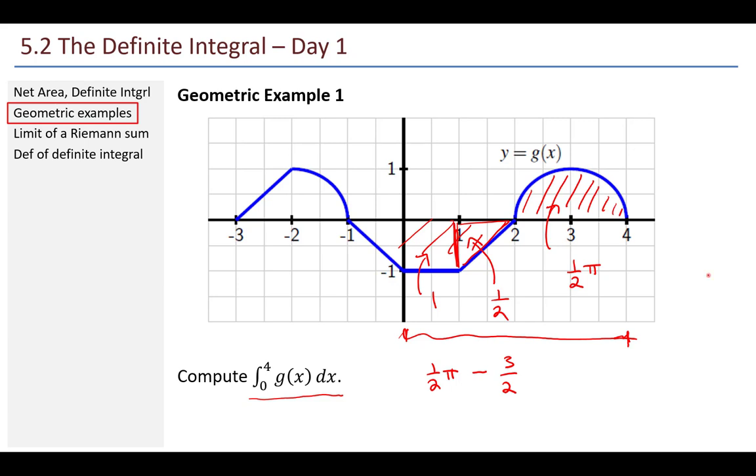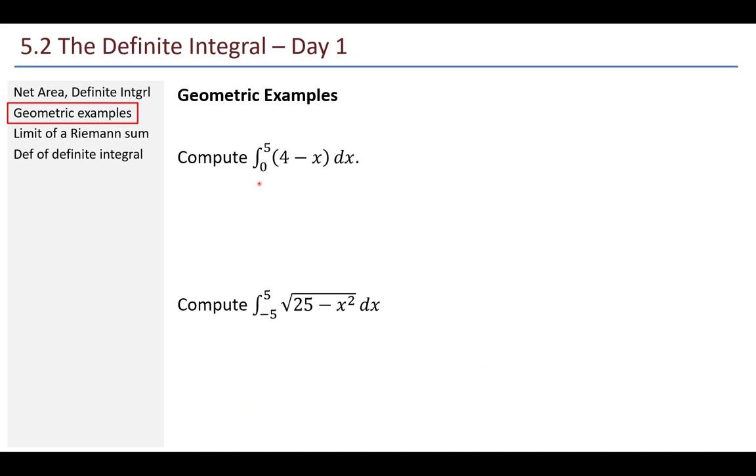Let's take a look at a couple more examples. How about the integral from 0 to 5 of 4 minus x dx? Well, this is really a geometric example. I'll have to draw it out to get a picture. But I can see that the graph of this is a line with slope -1 that crosses the y-axis at 4. But I want the integral from 0 to 5. So I have a certain amount above the x-axis and a certain amount below the x-axis.